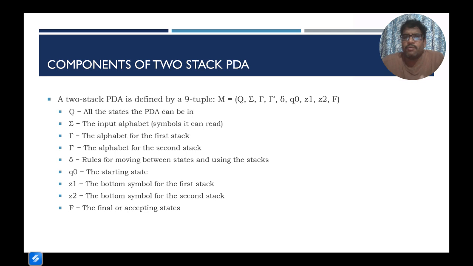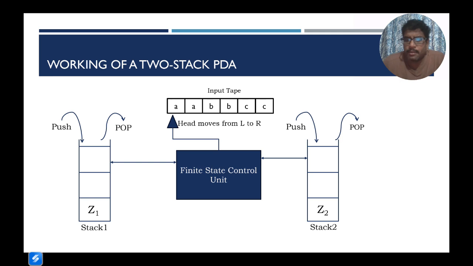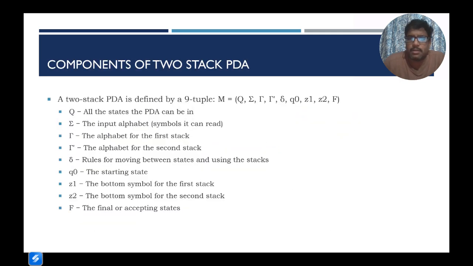The components of a two-stack PDA: it contains a 9-tuple. In a two-stack PDA, the machine is defined as Q, sigma, tau, tau dash, delta, q naught, Z1, Z2, and F. Q is the set of all states the PDA can be in. Sigma is the input alphabet or symbols that can be read. Tau is the alphabet for the first stack. Tau dash is the alphabet for the second stack.